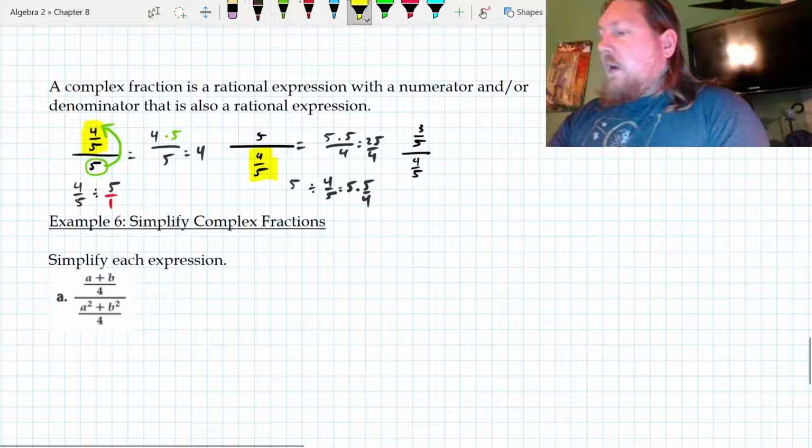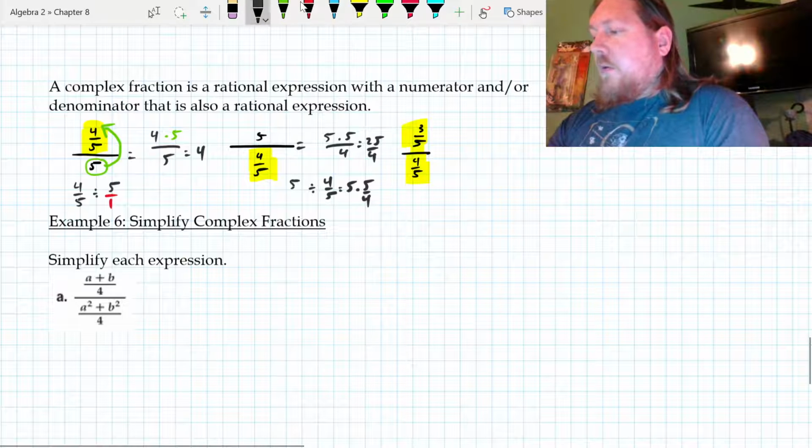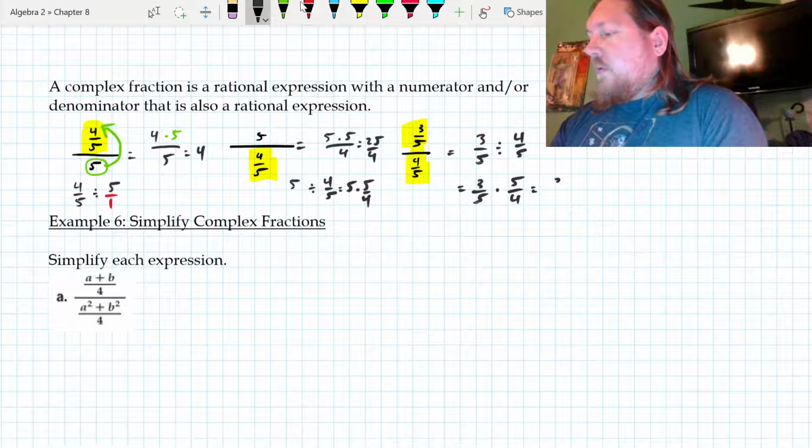And same kind of thing, we have a fraction in the denominator, one in the numerator as well, but it doesn't really matter that much because this whole thing is coming down to 3/5 divided by 4/5, which is the same as 3/5 times 5/4, or 3 over 4.